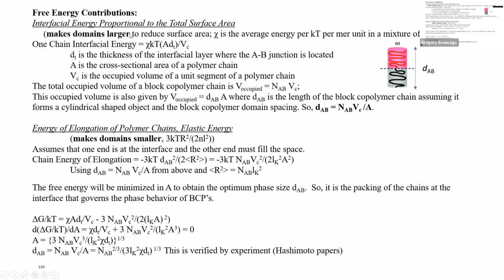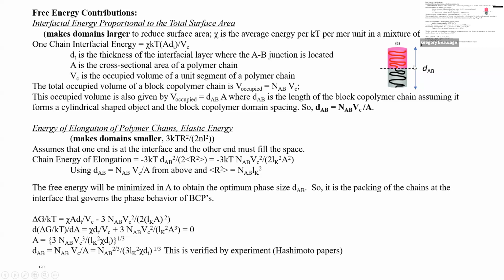I'll talk about this actually in the next section, but basically this is the enthalpic interaction for each mer unit in the chain, and it's measured in kT per mer of A and B. So this is an average interaction energy per mer unit. So you have to say, well, chi times kT will give you the enthalpy, because this is per kT, times the number of the mer units in this interfacial region, where A and B see each other. That's the only place where A and B see each other.